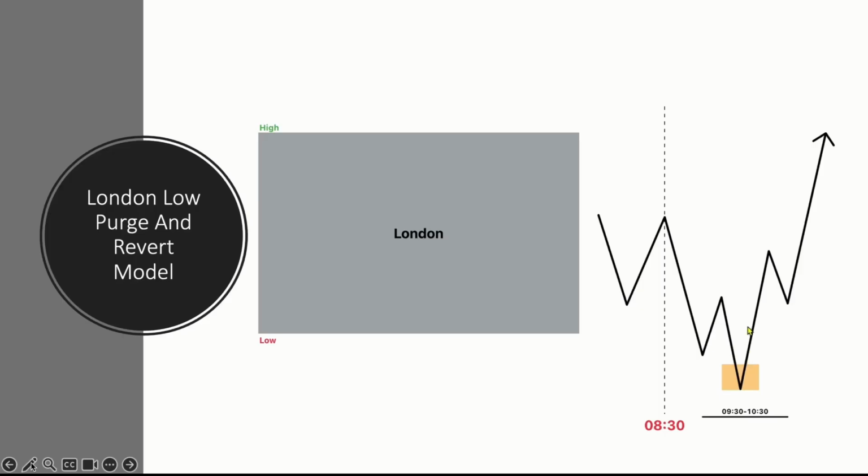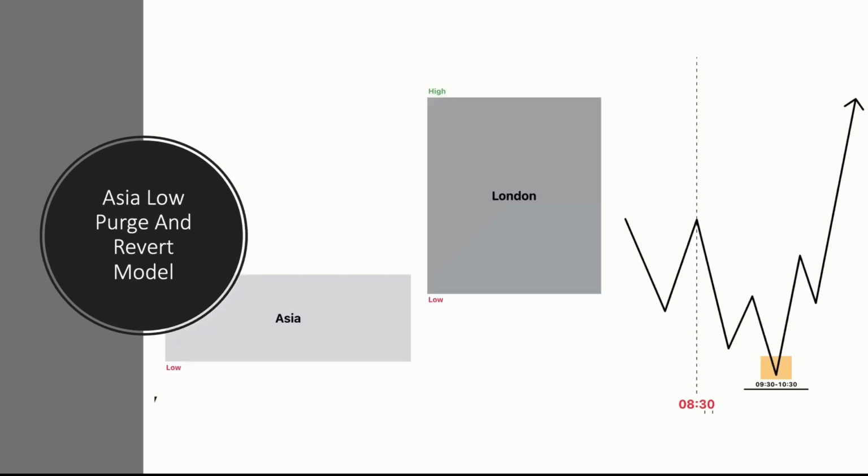When the market then displaces to the upside and trades back above the London low, we will see our bullish breaker formation here, and we can then anticipate higher prices to be next if the higher time frame order flow is bullish and the market is drawn to buy side liquidity or an old inefficiency, especially in the form of a CB. If we're taking a look at the Asia low purge and revert model, it looks like the following.